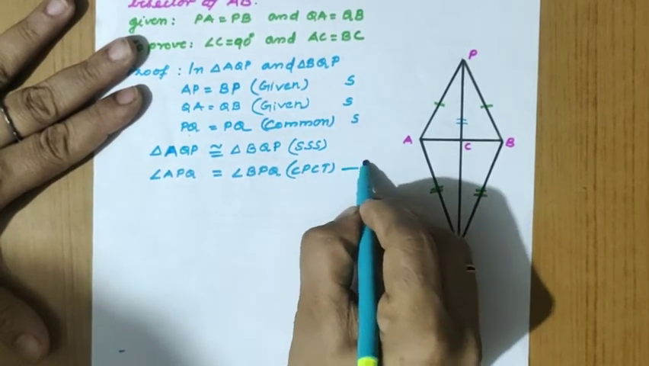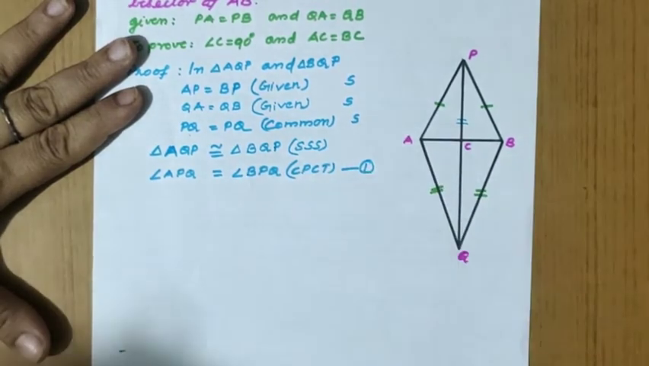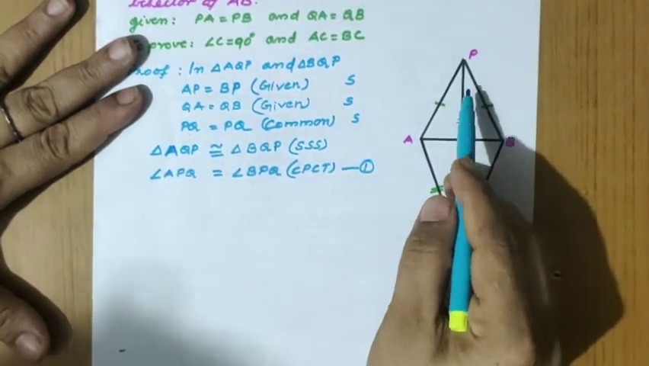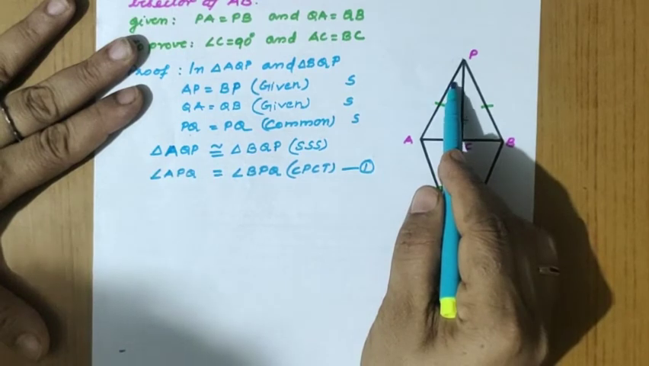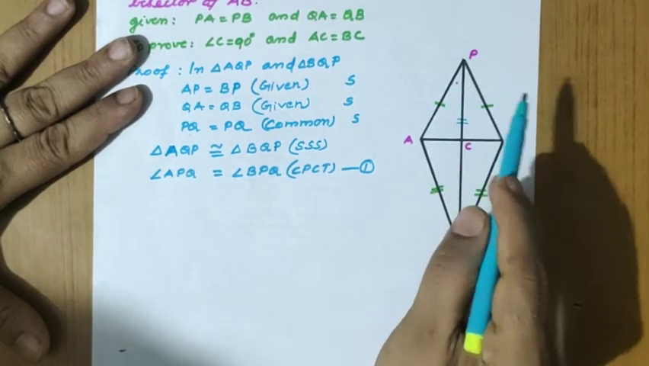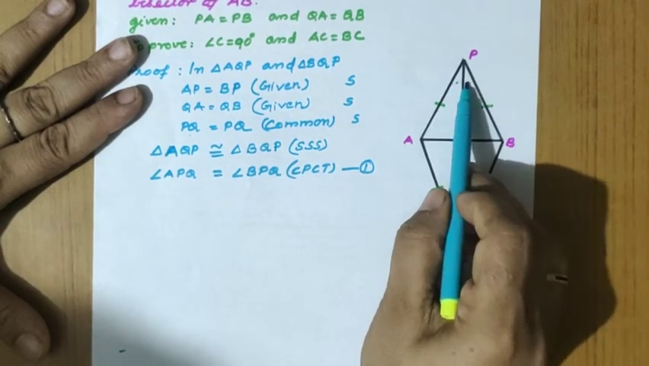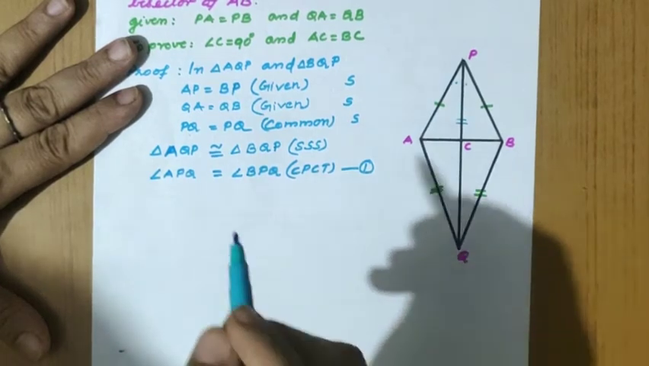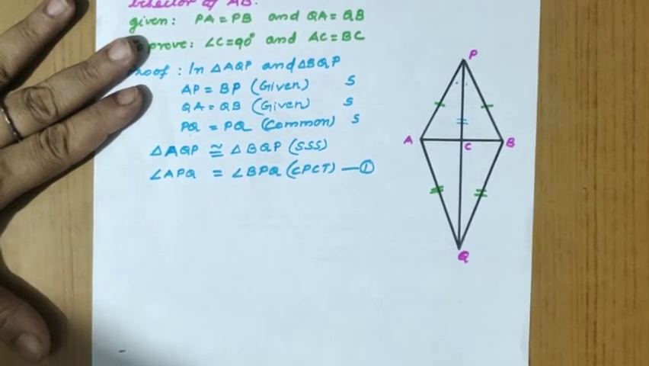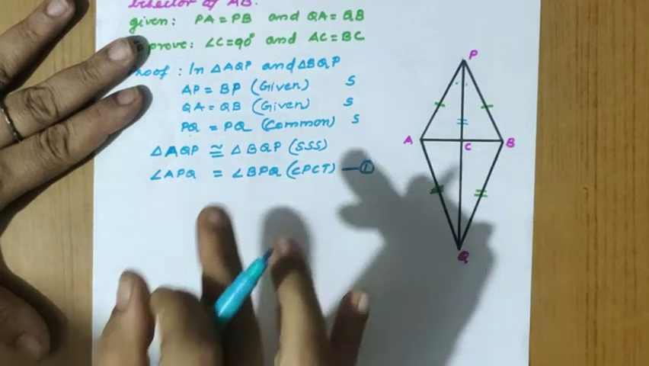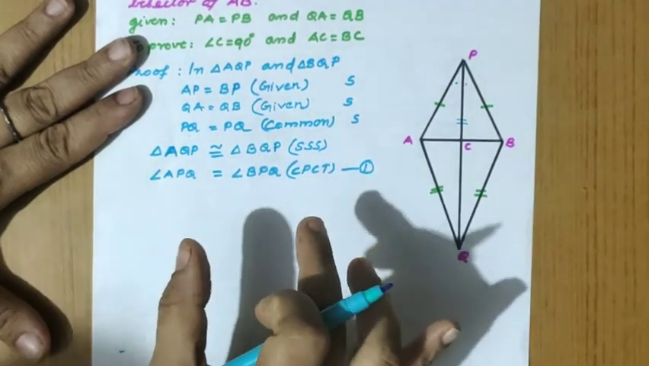So this is our equation number 1. This should be used in the next proof. So we can get here angle APQ, I'll put a dot here. It's not given in the question. Similarly, angle BPQ is also equal. So this is CPCT. Now what is the next step? So this has only completed the first part of the proof.